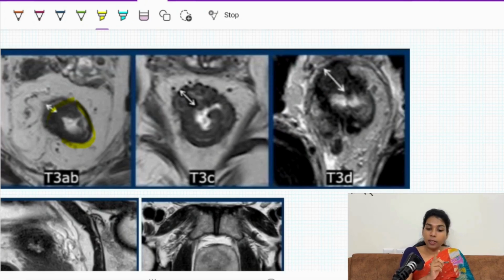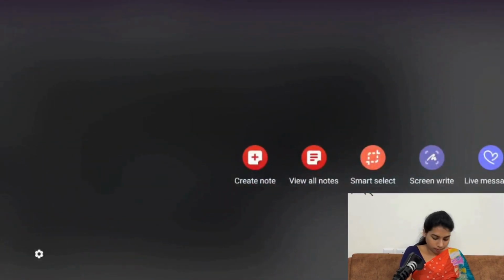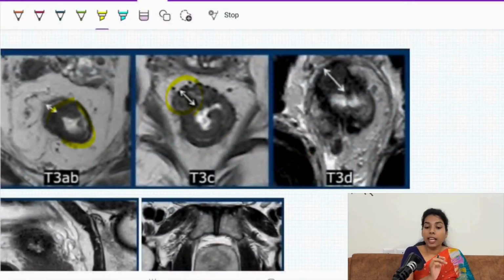If it is between 1 to 5 mm, we call it T3B. If it is more than 5 mm and less than 15 mm, we call it T3C. And if it is more than 15 mm, we are going to call it T3D disease. Now that we understood the T3 disease, we need to look at what is mesorectal fascia involvement.